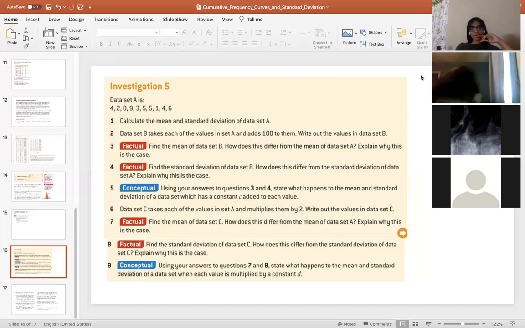Yeah. Okay. So number 2, data set B takes each of the values in set A and adds 100 to them. Write out the values in data set B. Okay. Edit. Clear. 104.